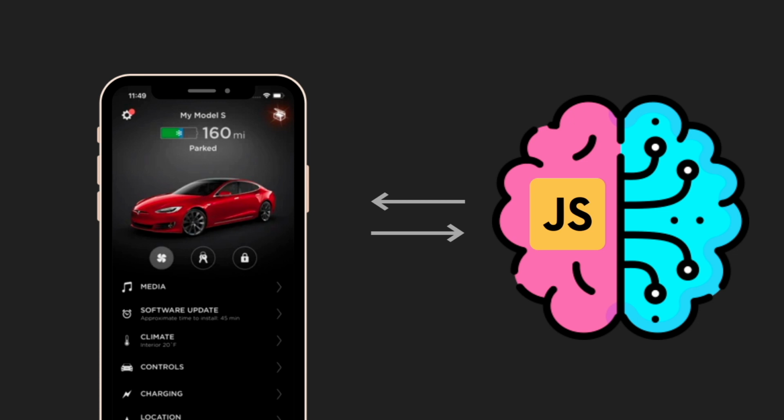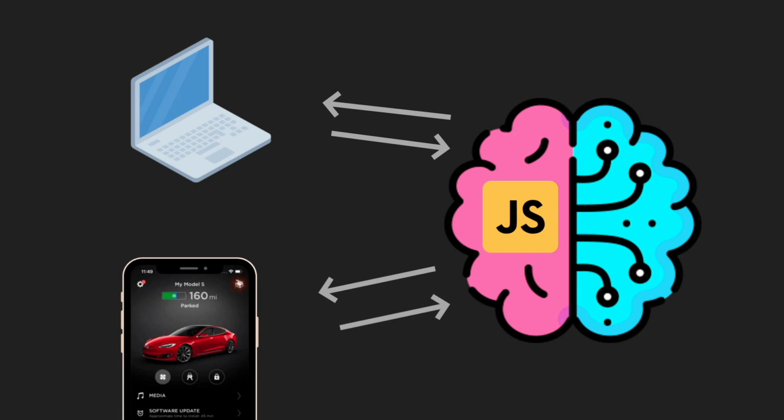Other than the mobile side of things, there might be a time where you also need to talk to your desktop and web application side of things. That means the platforms you need to support are Android, iOS, macOS, Windows, and the web. And to support all of these platforms, you probably want to use the Flutter framework.